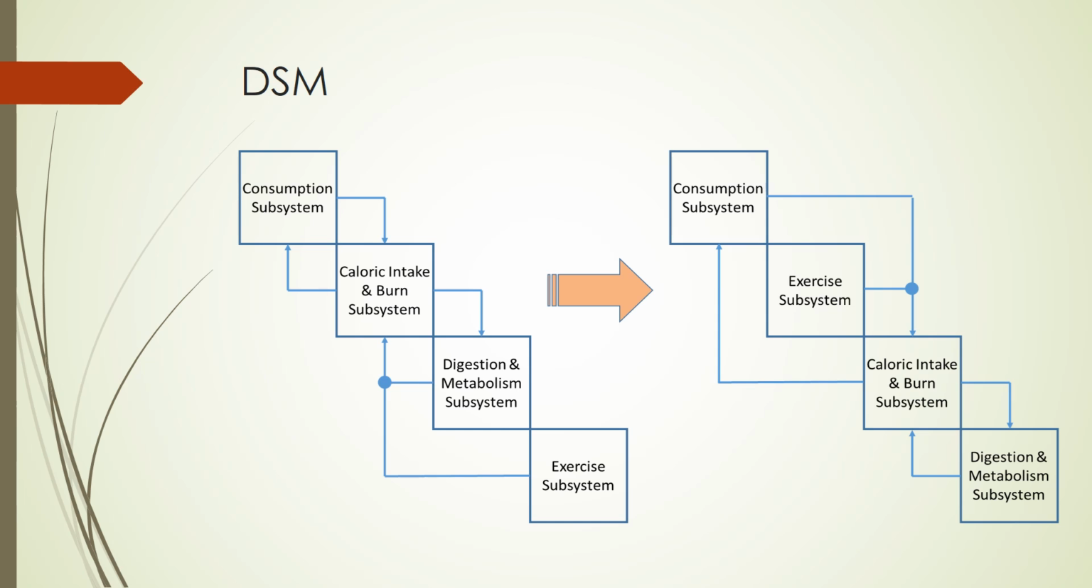Both the consumption subsystem and the exercise subsystem feed into the caloric intake and burn subsystem. This subsystem calculates the total caloric intake as well as total caloric burn from the entire system. Lastly, the digestion and metabolism subsystem computes the calories that are burned based on the thermic effect of food as well as our body's metabolism.